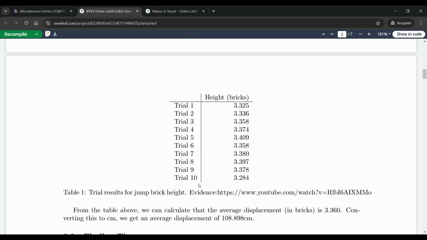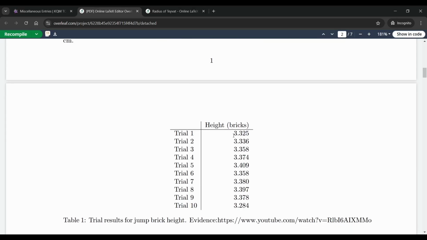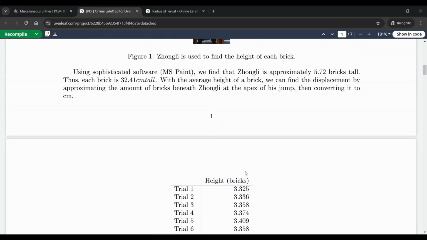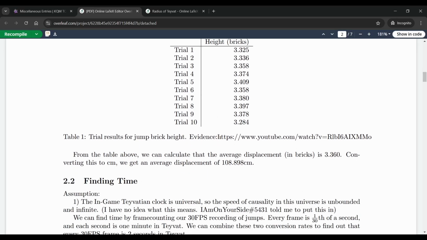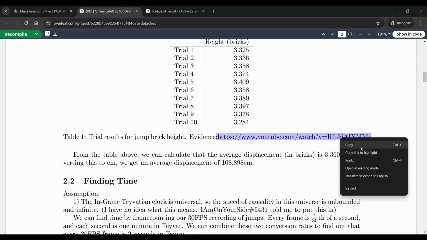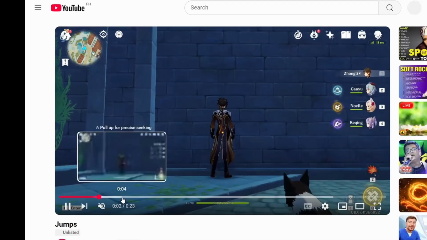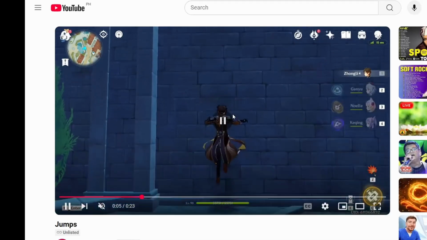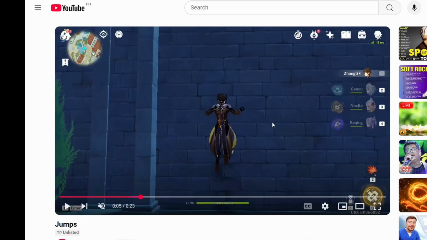Alright, so it seems like they've done 10 trials, and they've approximated the amount of bricks beneath Zhongli at the apex of his jump. Okay, so that's what this is measuring, the number of bricks high Zhongli jumps. And he also seems to have some evidence. Let me just copy that. Also, mute. Oh, he can jump. And, well, yeah.